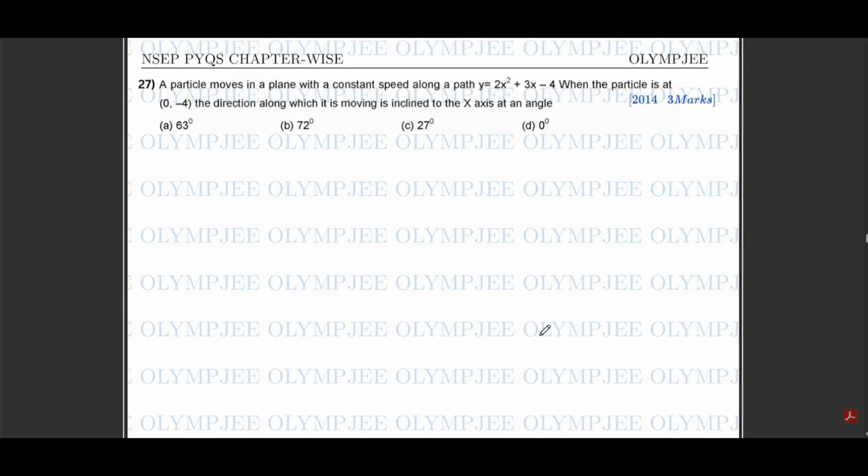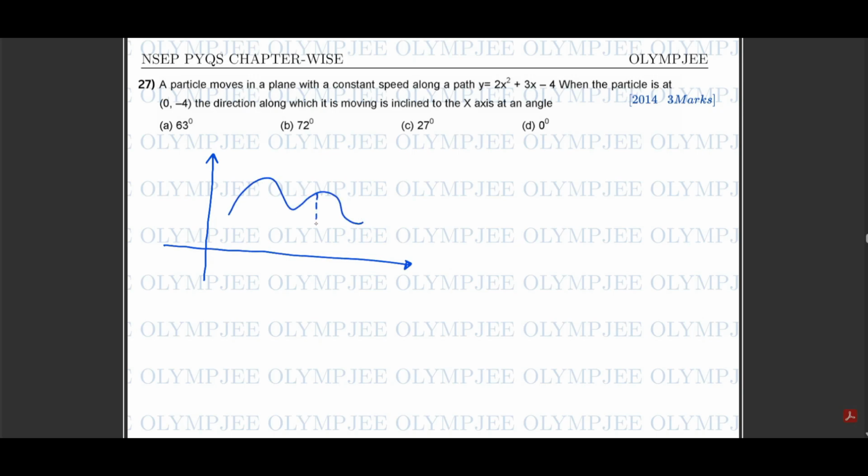Question 27 says a particle moves in a plane with a constant speed along a path y is equal to 2x square plus 3x minus 4. When the particle is at 0 comma minus 4, the direction along which it is inclined to the x-axis is. So I'm drawing a random trajectory.